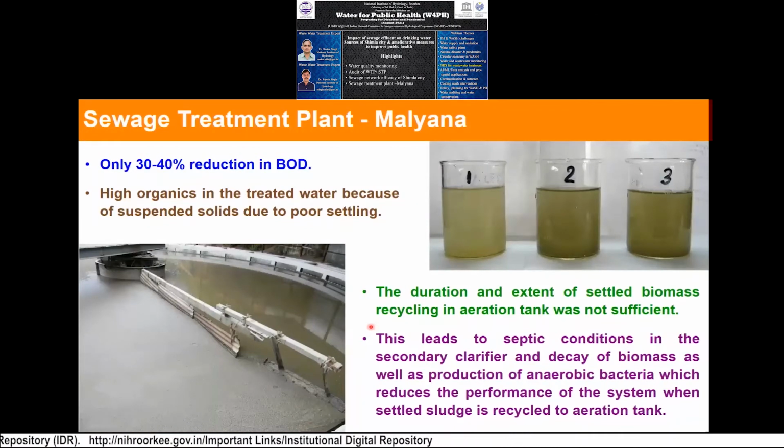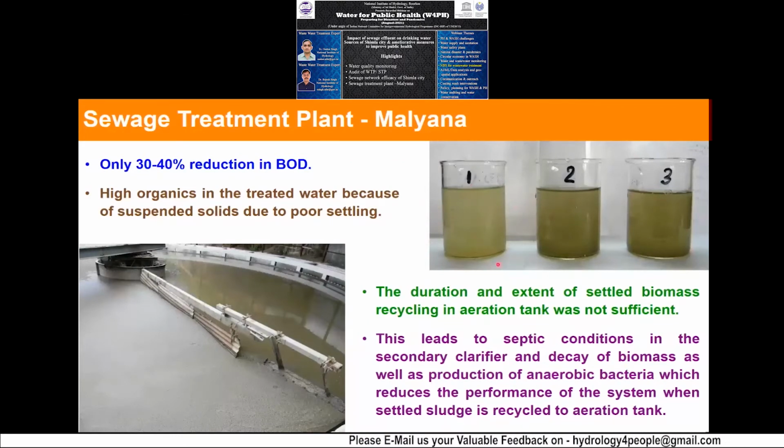And second, what we found is in the solids contact clarifier. Again, they wanted to save power consumption, and because of that, they were not running the scraper. If you are not running the scraper, then the solids contact clarifier is just like a settling tank, and it will not perform as per the design. So that was again a problem, and we suggested they operate all the units in a proper way.